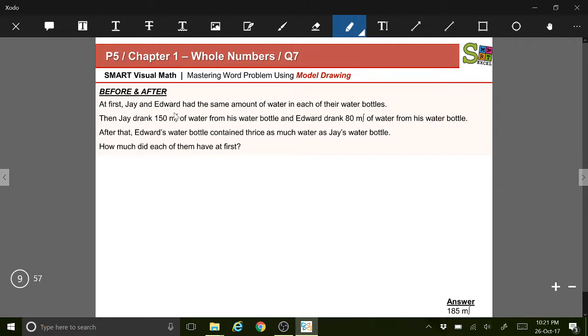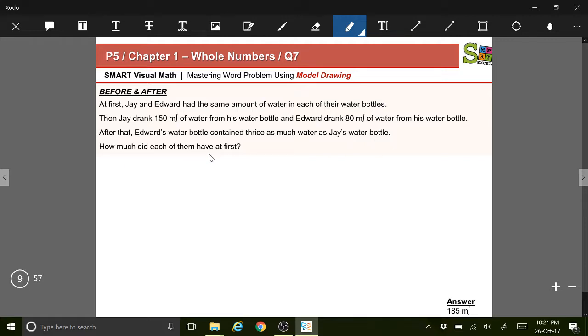At first, Jay and Edward had the same amount of water in each of their water bottles. Then Jay drank 150 ml of water from his water bottle and Edward drank 80 ml of water from his water bottle. After that, Edward's water bottle contained thrice as much water as Jay's water bottle. How much did each of them have at first?